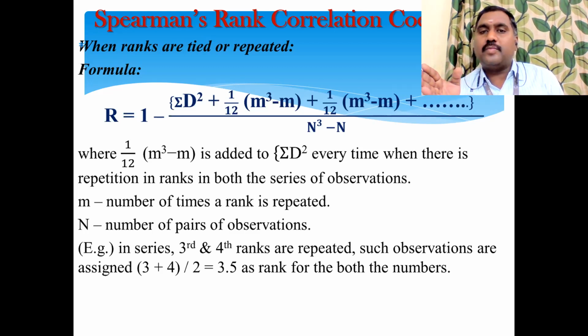And what is the third value repeated? The third value is 15. How many times is 15 repeated? 3 times. So for the third pair of 1 by 12 (m power 3 minus m), the m value will be 3. Like that, you need to calculate.